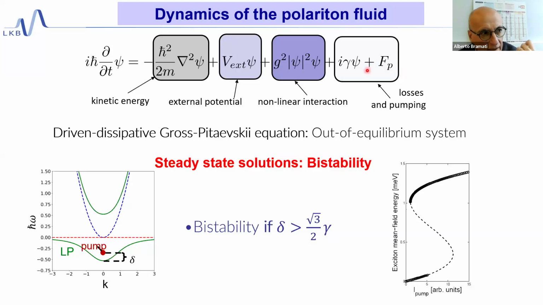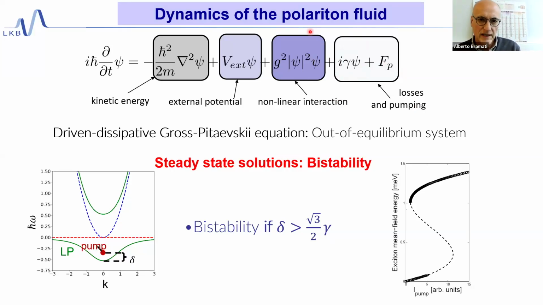But the lifetime of the polaritons is quite short, of the order of, let's say, 10, 20 picoseconds in the standard cavities. And then they relax, emitting photons that eventually escape from the cavity. And then we have also the loss, this term here. So these two terms are specific to the polariton quantum fluid, which is a driven-dissipative system.